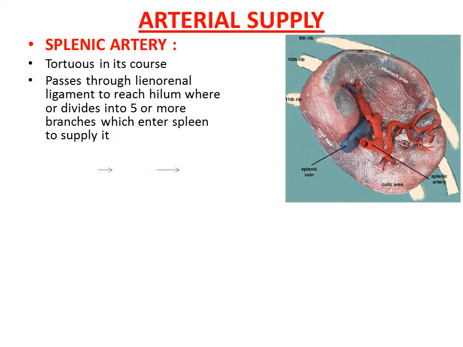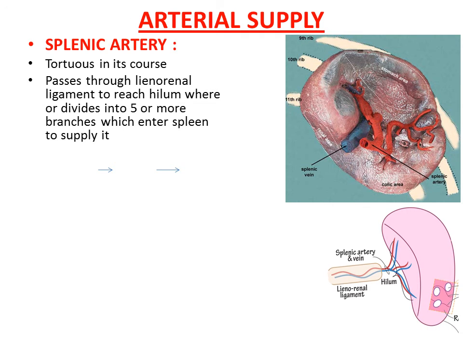It passes through the lienorenal ligament to reach the hilum of the spleen, where it divides into 5 or more branches, and these branches enter the spleen to supply it. We have already discussed the lienorenal ligament, its peritoneal relation, and its contents, the splenic artery and splenic vein. Splenic artery, you can see it is tortuous over here.